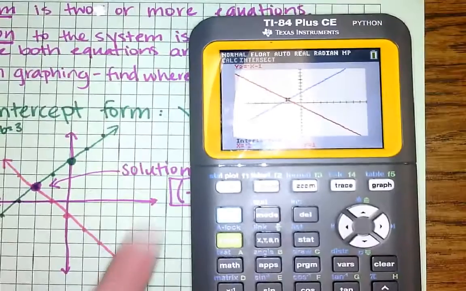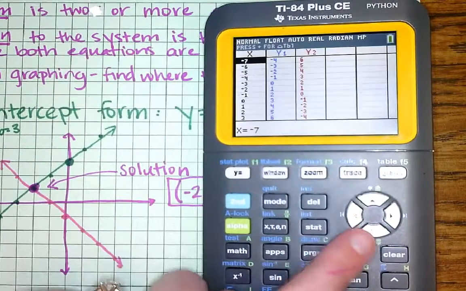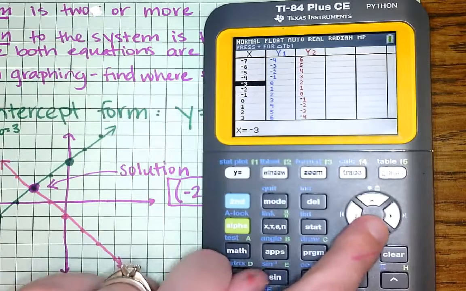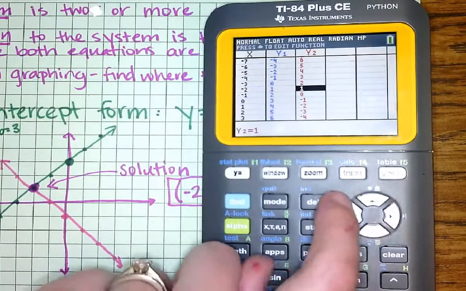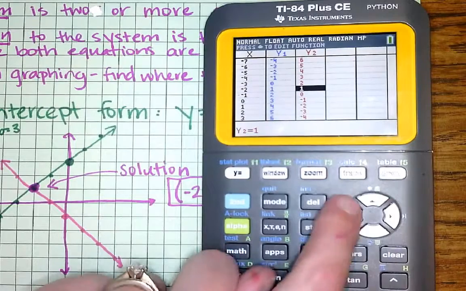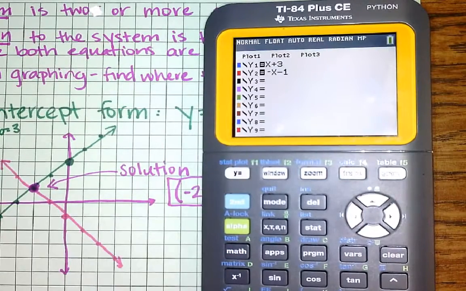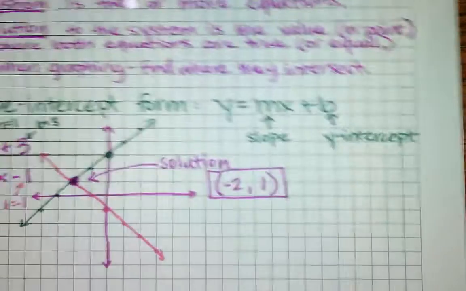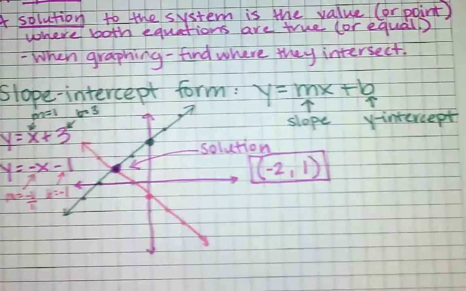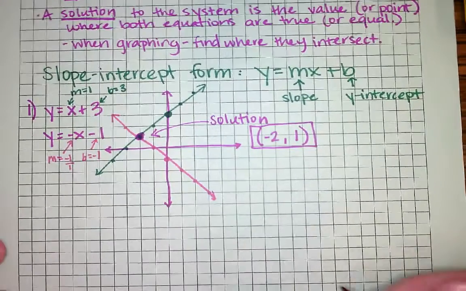All right? You can also find it on your table, because at negative 2, both of your y values are the same. It's negative 2, 1 and negative 2, 1. So both the y values are the same as well. All right? Do you guys feel good about being able to find that on the calculator or just doing it by hand? Okay? So we're going to do a few more by hand just to get some good practice here.